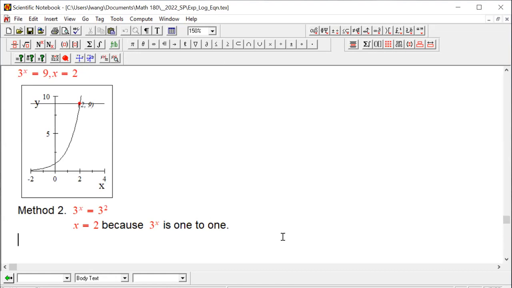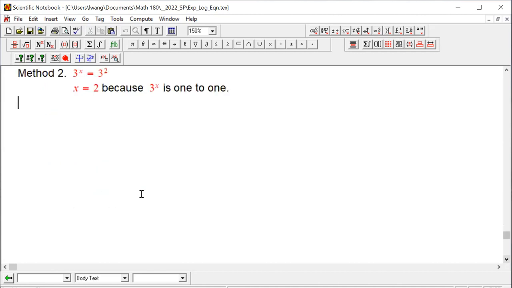A 1-to-1 function says that different inputs produce different outputs. In other words, if we have different outputs, then we have different inputs. And in other words, if the inputs are the same, the outputs are the same. All these are different ways of saying it. So a 1-to-1 function means the following. Let me put it as a note.